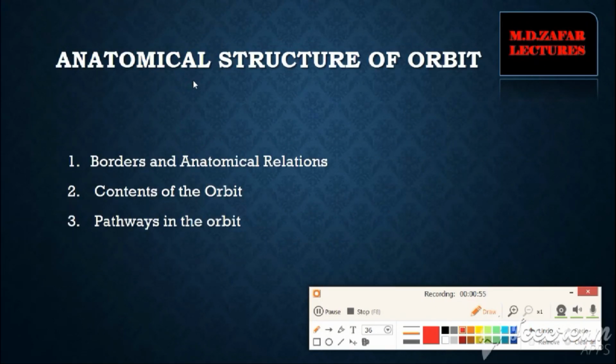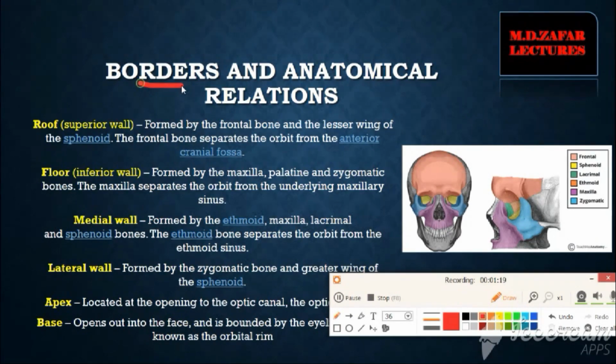Now, talking about the anatomy. Anatomical structure of the orbit, we have to discuss its borders, its anatomical relations, the contents of the orbit, and the pathways of the orbit. Now, first of all, we'll talk about the borders and the anatomical relationships.